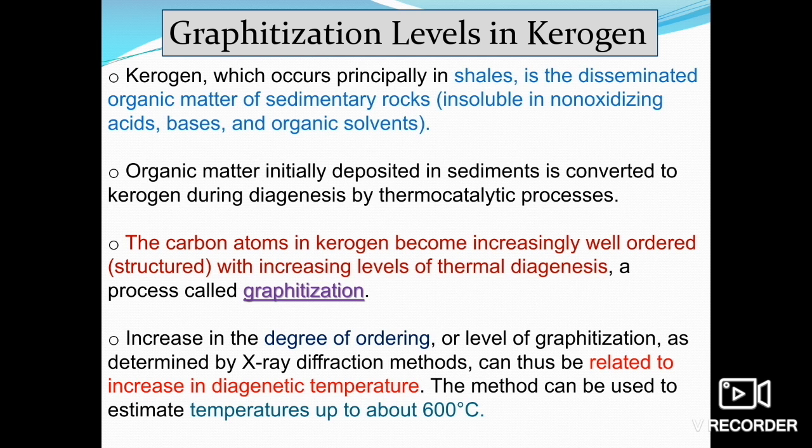Okay, with the increasing level of thermal diagenesis, the carbon atoms become increasingly well ordered. So that process is known as graphitization, and that is a very important process. An increase in the degree of ordering, or the level of graphitization, determined by X-ray diffraction, better known as the XRD method, can be related to an increase in the diagenetic temperature.